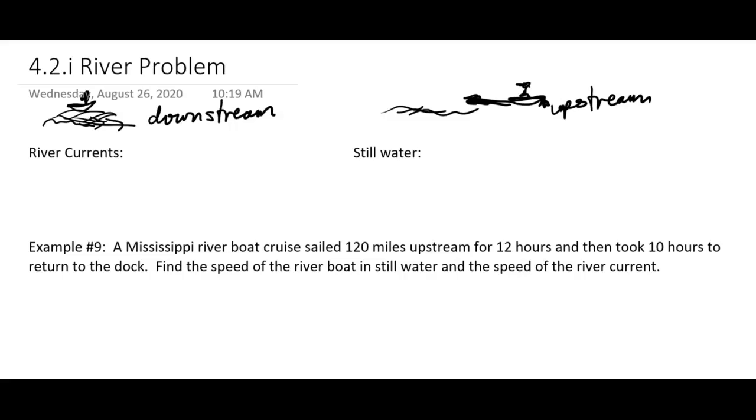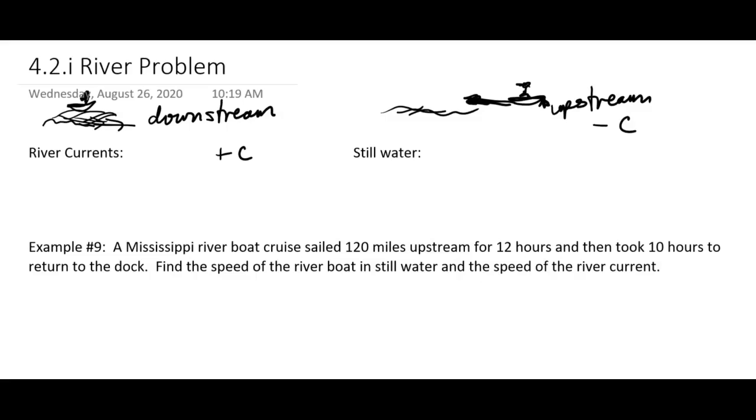I'm going to try to find a video to put in to help explain this, but when you're going downstream, there's a current that's helping you. So plus C for current, how fast the current's going. But if you're going upstream, then it's minus C. The current's working against you, because you're trying to paddle upstream, and the current's pushing you back.